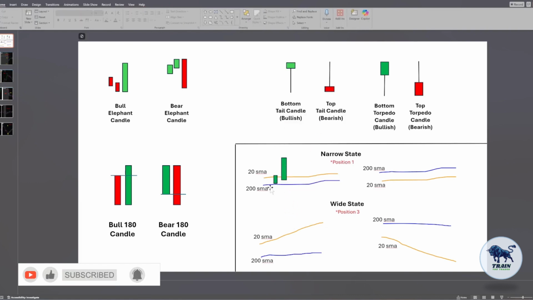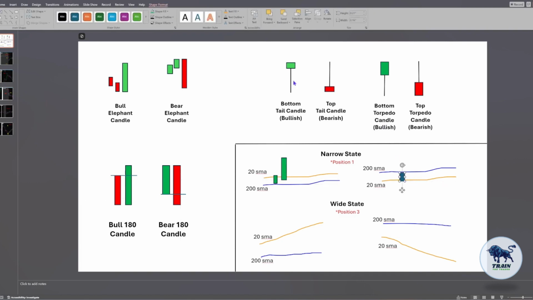Elephant candle right off of the 200. This is a buy. This is bullish. So the same can be in reverse for the bears, right? We can show, we can feel this. And it doesn't matter if this is green or red. Look at the picture of the candle.